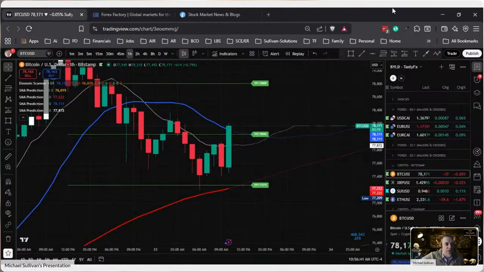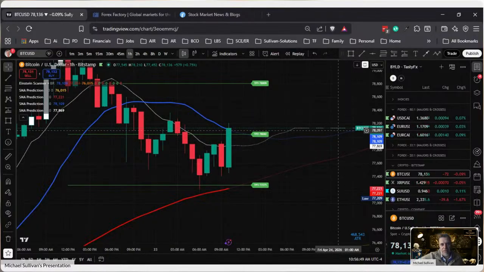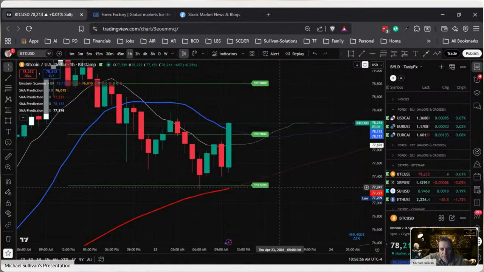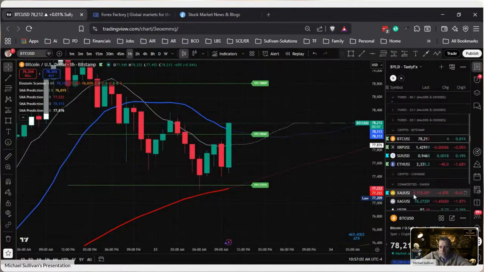And that's where right here we have the 10, 20, 66, and 200. And then we also have the Einstein scanner enabled. So those are the indicators that I have active right now. And yeah, I'm not touching this until it drops way back down to the 10. So actually, that's Bitcoin. Let me go to gold for a sec.